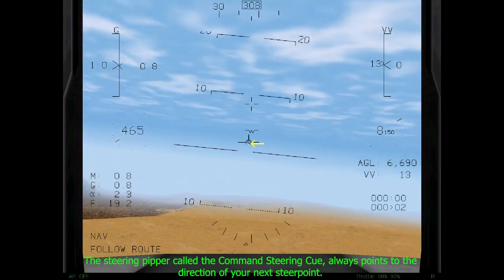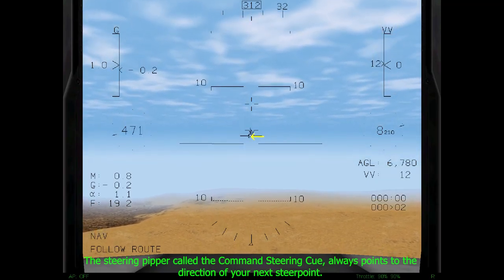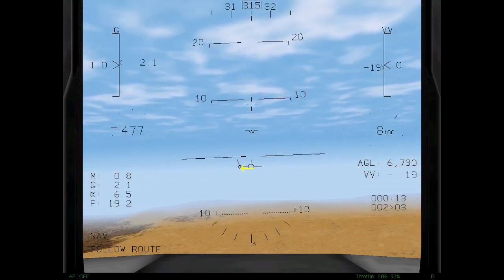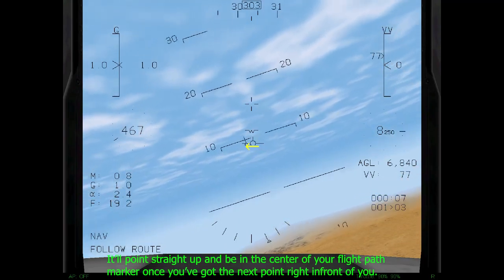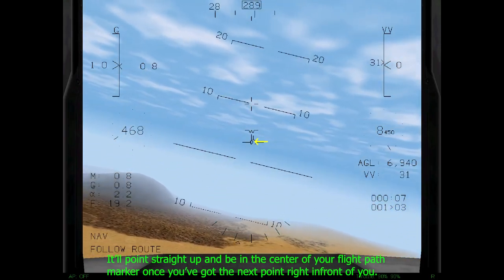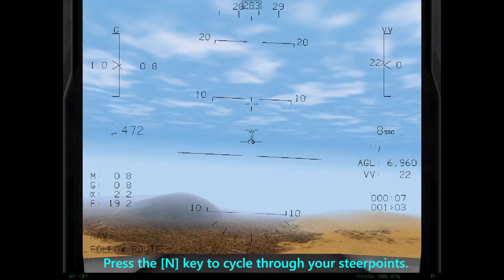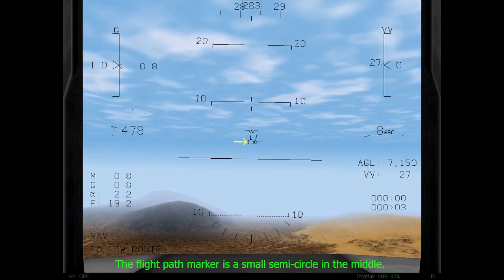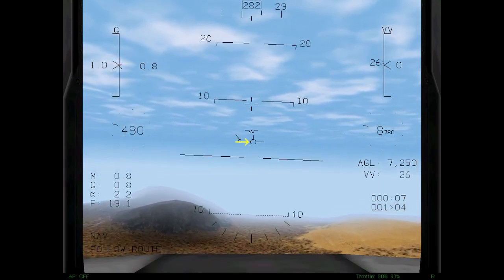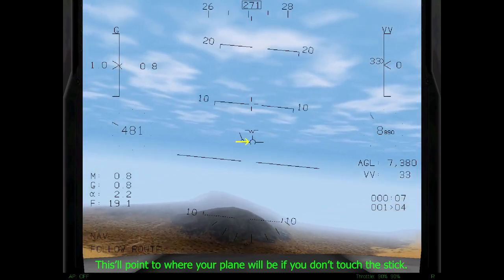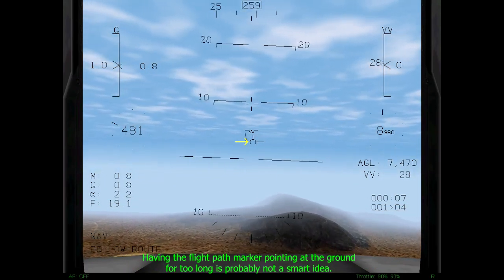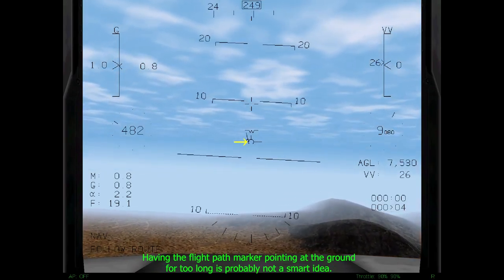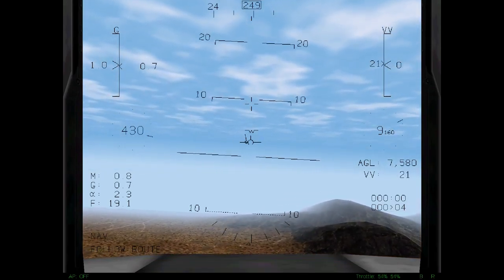The steering pipper, called the command steering cue, always points to the direction of your next steer point. It'll point straight up and be in the center of your flight path marker once you've got the next point right in front of you. Press the N key to cycle through your steer points. The flight path marker is a small semicircle in the middle. This will point to where your plane will be if you don't touch the stick. Having the flight path marker pointing at the ground for too long is probably not a smart idea.